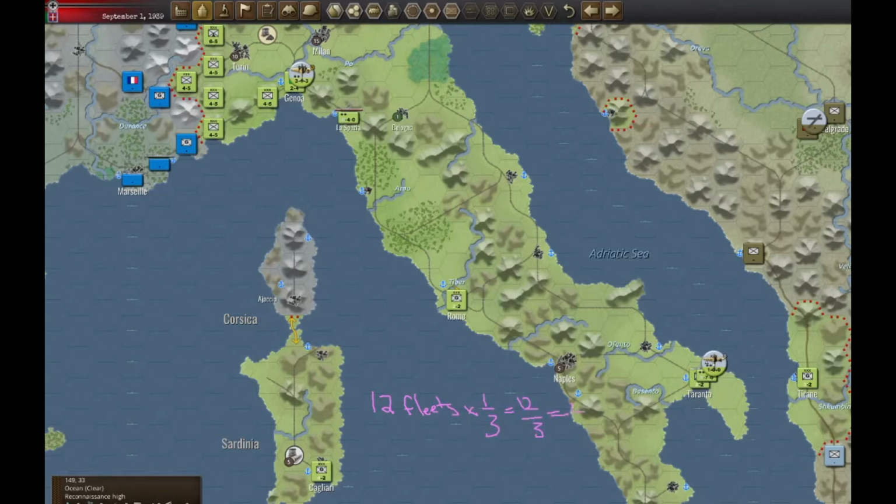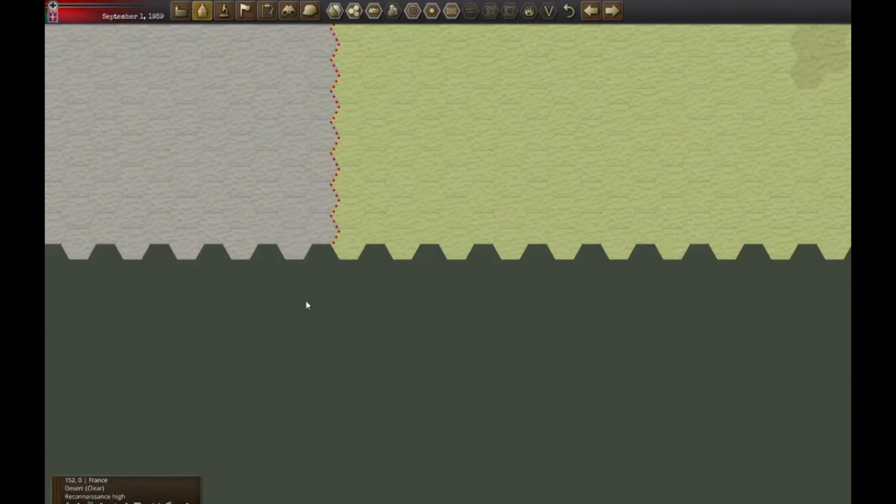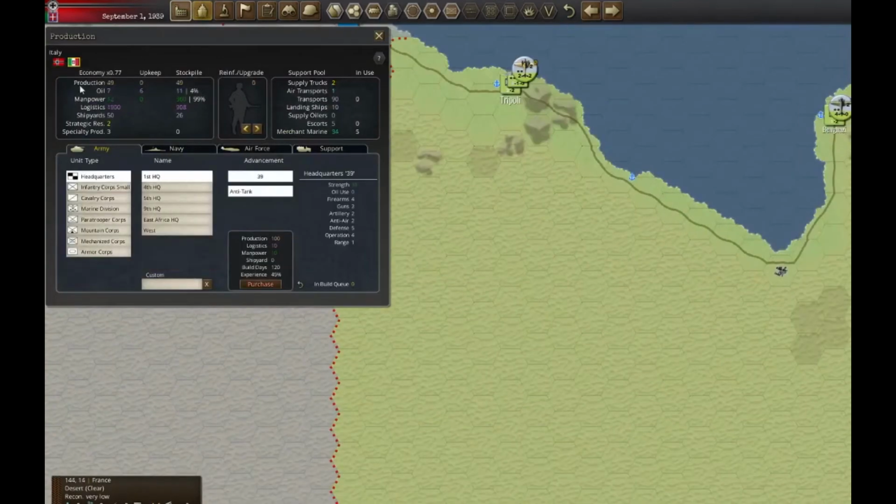That means 4 oil points are going to be used for the fleets alone. My infantry that's off of rail or not in a port uses 2. So my upkeep is going to be 6 oil points. And of course, when I go up to the top here and check, I can see that yes, it is 6 oil points. And that's how that's actually calculated. So keep that in mind. Very easy and simple calculation.